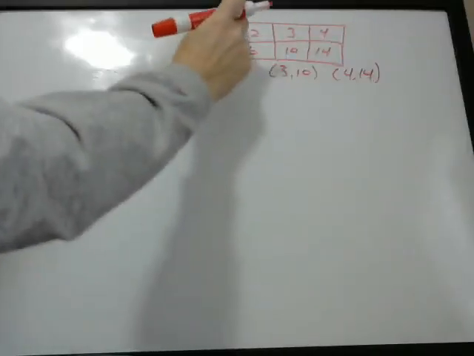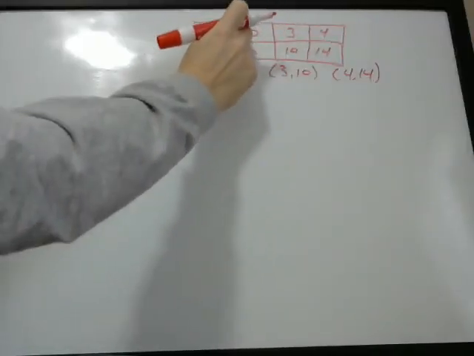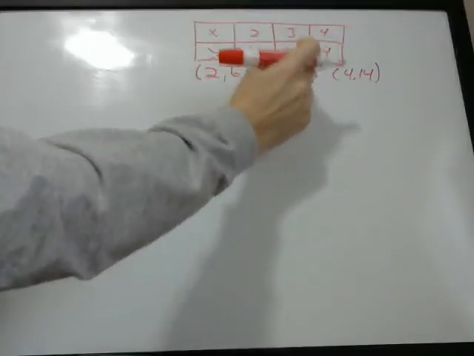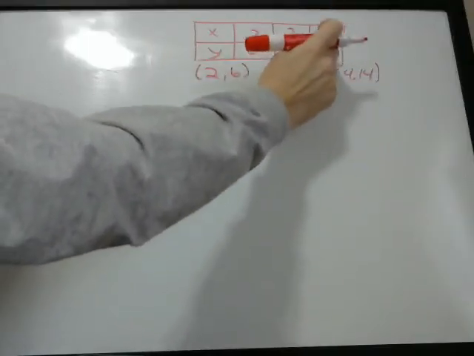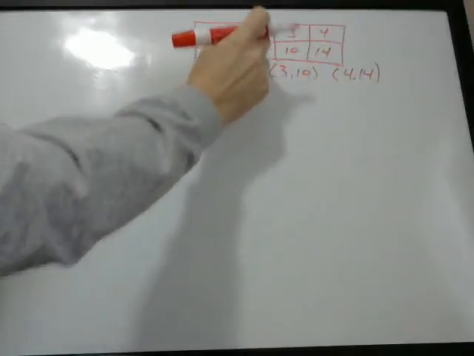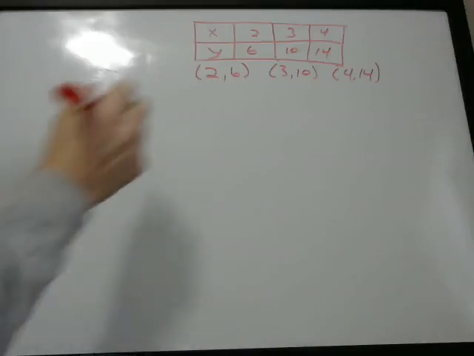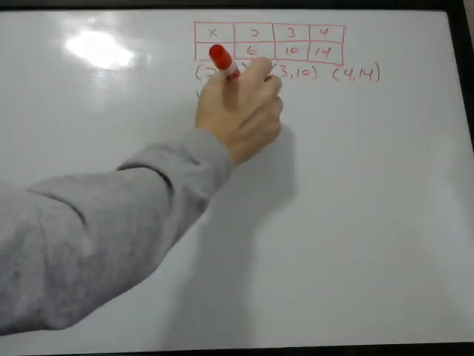That's all this means. This is 1 point. The x component is 2. The y component is 6. The x component is 3. The y component is 10. The x component is 4. The y component is 14. So these are 3 points on a line, and they want you to write the equation of the line. So we're going to write that in slope-intercept form, y equals mx plus b.